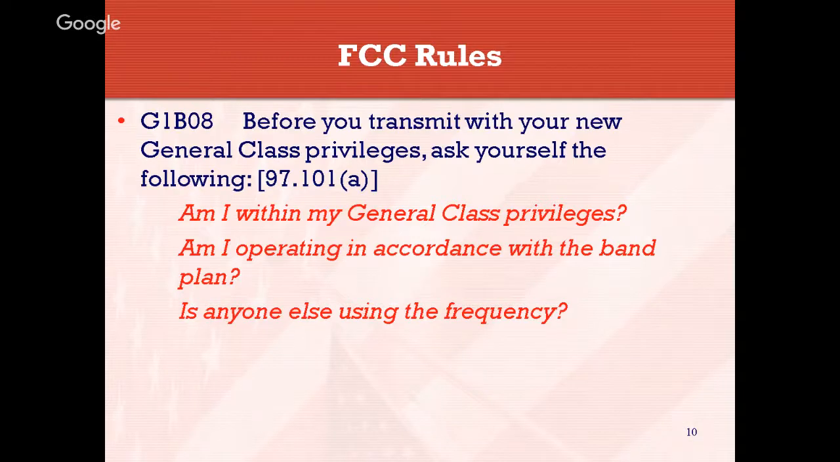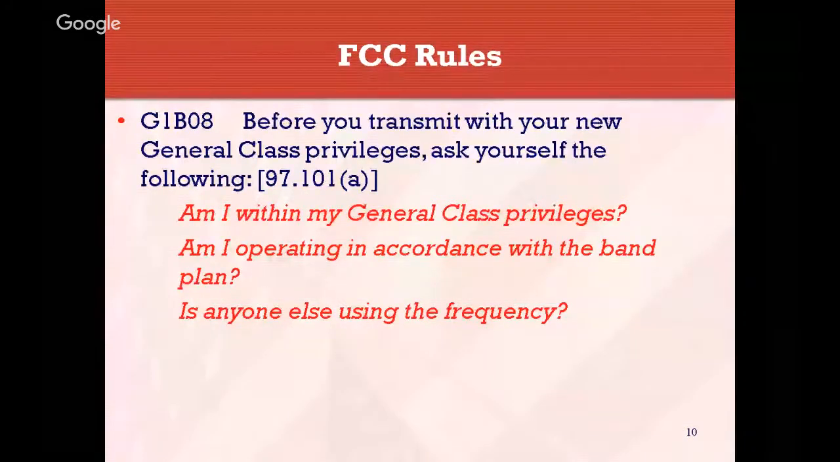Generally speaking, if you get on the first time and you say, is this frequency in use? The person that's listening to the other station that you can't hear is going to come on and say, yeah, it is in use. And then you can move off and find another frequency, or you can sit there and listen and wait for the other person to come back. So just good operating practice.